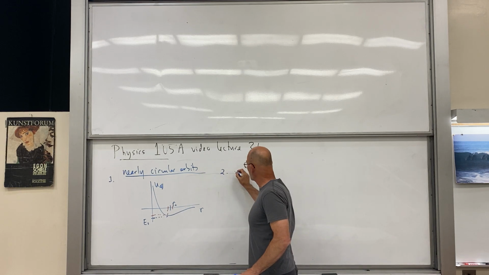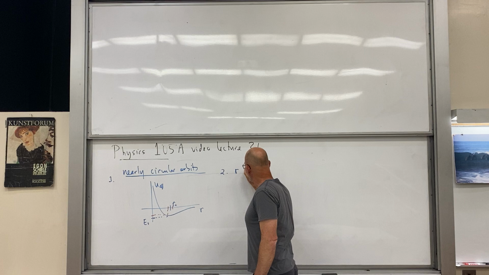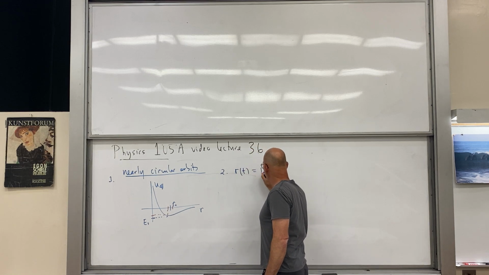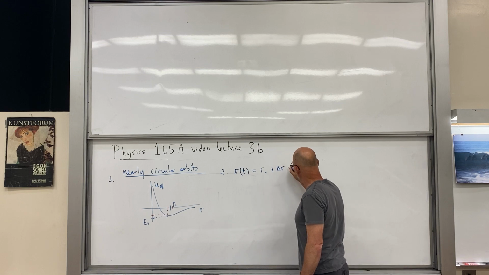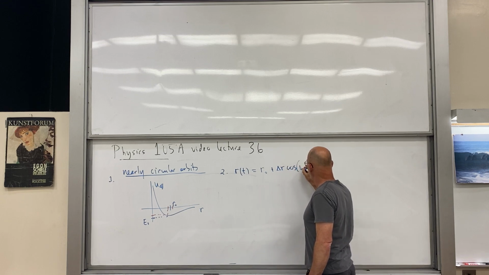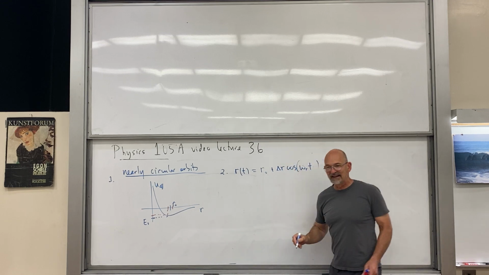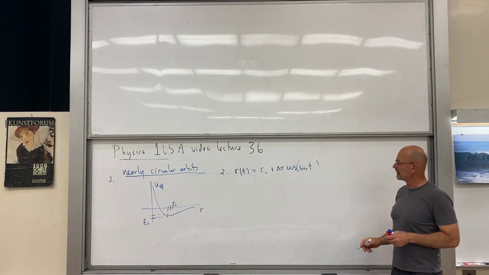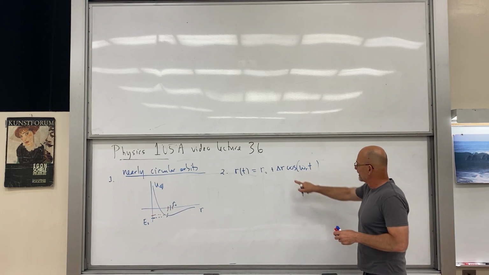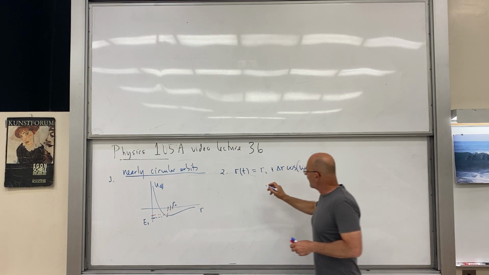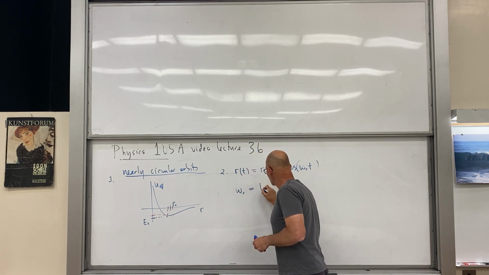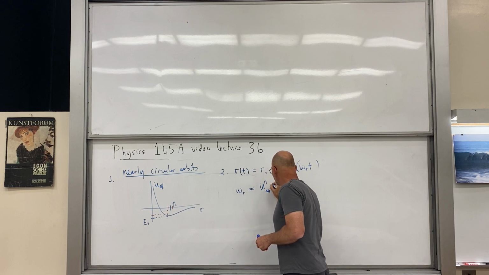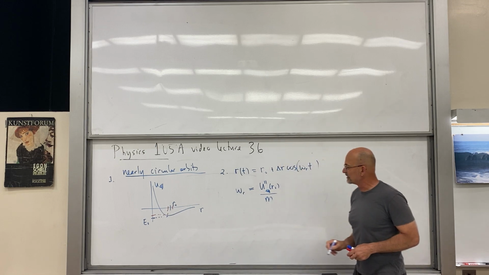So for the nearly circular orbit, we have the radius of the orbit is R0 plus some delta R cosine omega sub R times T. Okay, I'll leave out a phase, doesn't matter. And this omega sub R is just the second derivative of the effective potential at the circular orbit divided by the mass, square root.